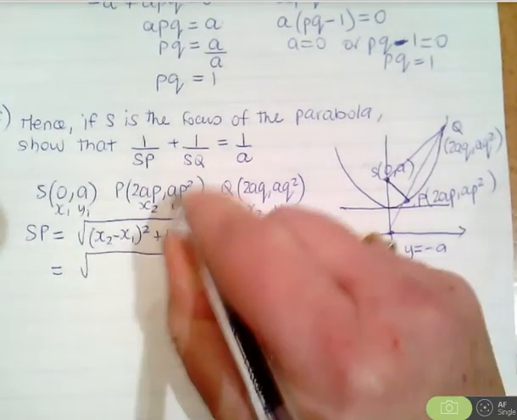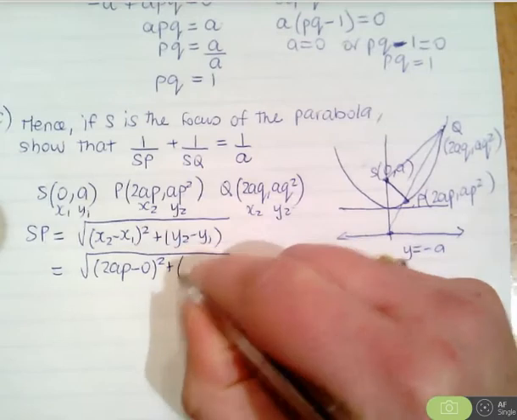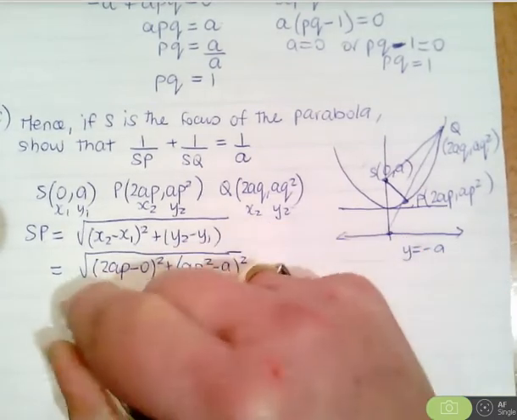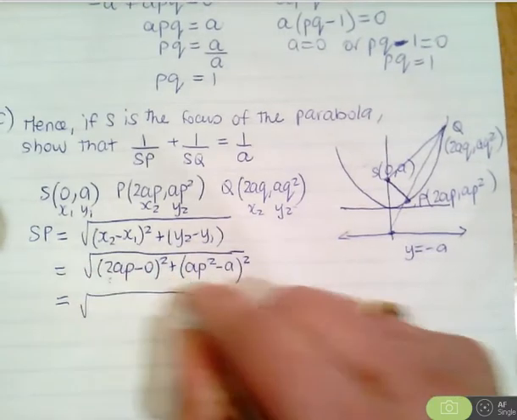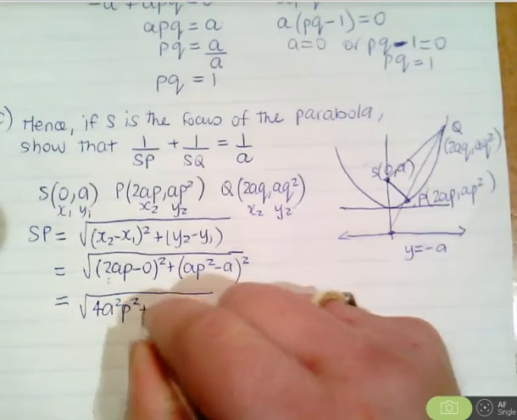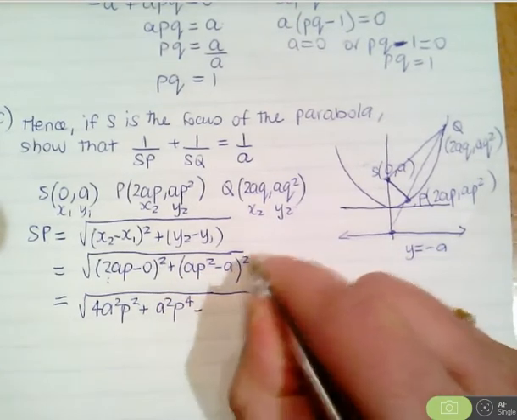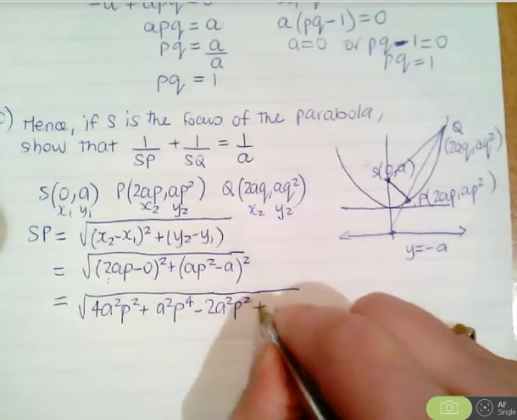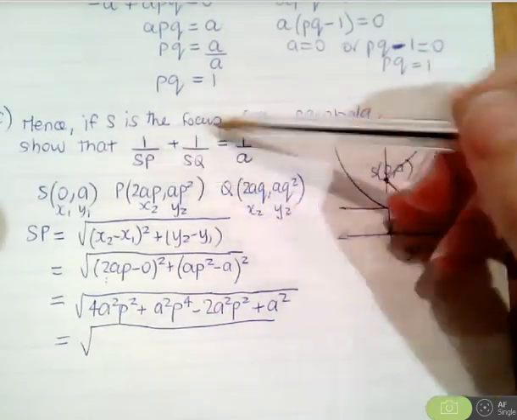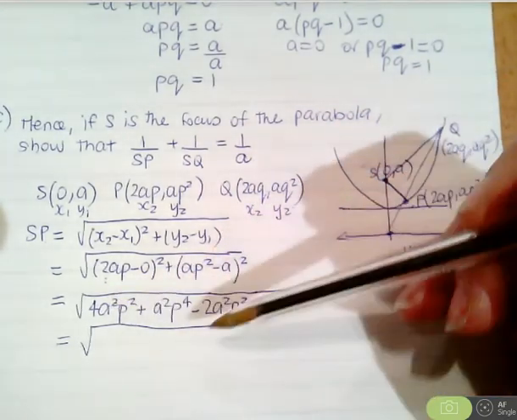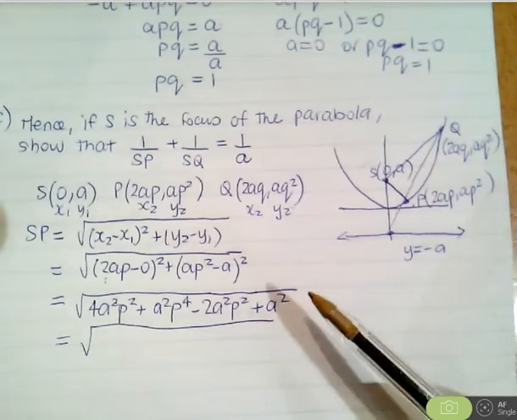Okay, so SP is x2 minus x1 all squared, which is 2AP minus 0 squared, plus y2 minus y1, which is AP squared minus A squared. Now, looks like we've got a bit of work here to do. You need to square that. We've done some distances like this before. So you get the square root of, now 2AP squared is 4A squared P squared, plus this is a perfect square, so please make sure that you expand it correctly. You will get A squared P to the 4 minus 2 times A squared P squared plus A squared. Again, we're going to collect like terms. Now look, we don't want to end up with square roots when we do this. So we're hoping that we're going to be able to collect some like terms, that we're going to end up with a perfect square. This is very similar to what was done in, I think it was question 4 earlier.